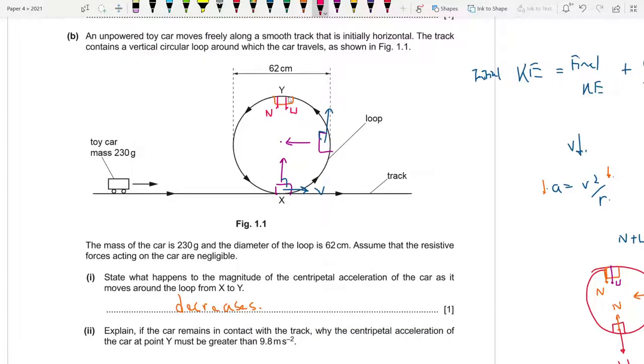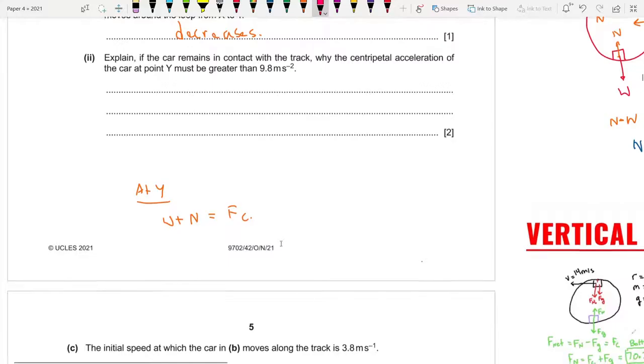Weight and normal contact, both of them are providing centripetal force. So when do we lose contact? Just think about it. You will lose contact when the value of N is actually 0. At that point, W is equal to Fc, or mg is equal to mv squared by r. We get rid of m. g is equal to v squared by r, or 9.8 is equal to the centripetal acceleration.